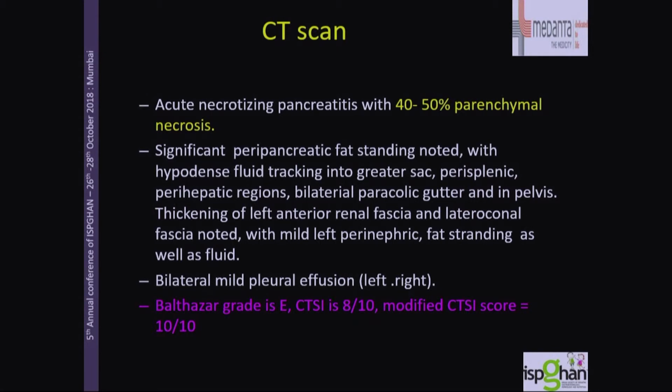So in this patient, we went ahead with the CT scan, fever was persisting. So CT scan showed 40 to 50% pancreatic necrosis with peripancreatic fat stranding, hypodense fluid tracking into the greater sac, perisplenic, perihepatic, paracolic gutter, thickening of the renal fascia, perinephric and pleural effusions left more than right.